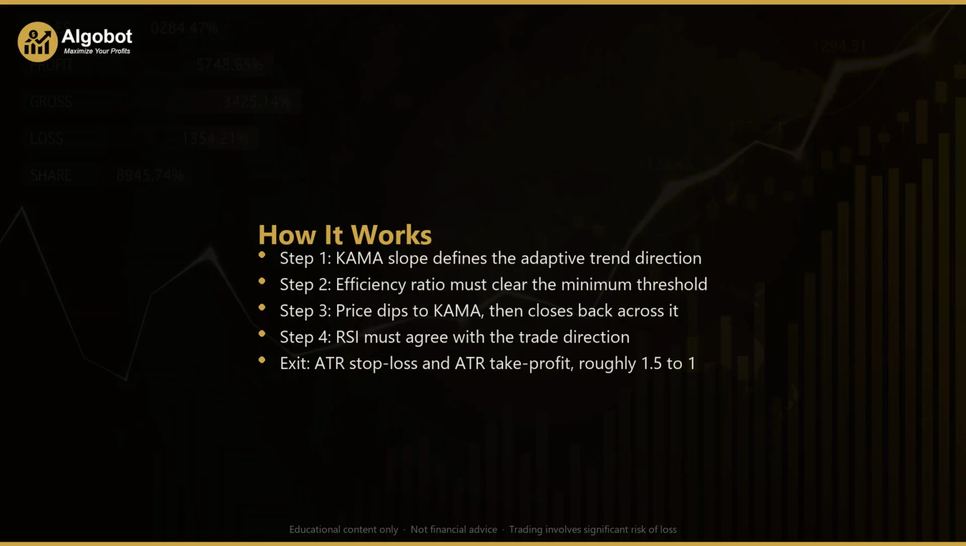Now for risk management, which is handled entirely by the Average True Range. The protective stop is set at the entry price, offset by the Average True Range multiplied by the stop multiplier, which defaults to 2. The profit target is set by the Average True Range multiplied by the target multiplier, which defaults to 3. With those defaults, the target is 1.5 times the distance of the stop, giving a reward-to-risk ratio of about 1.5 to 1. Because both are driven by volatility, the stop and target automatically widen in fast markets and tighten in calm ones. If the calculated stop is ever degenerate, the trade is skipped.